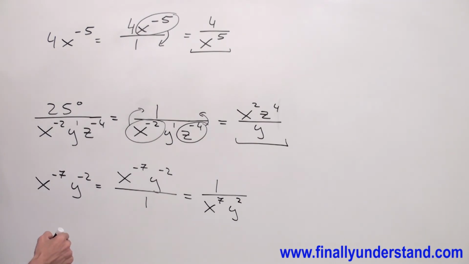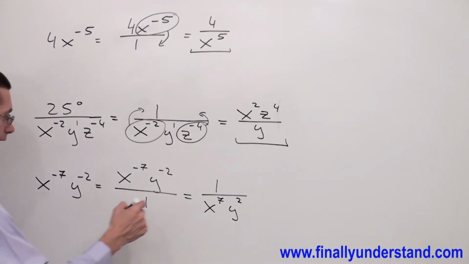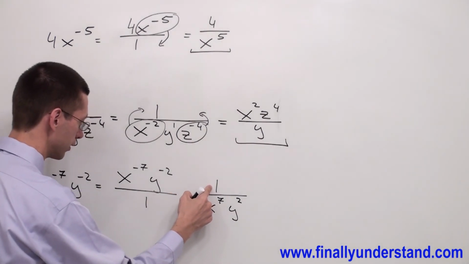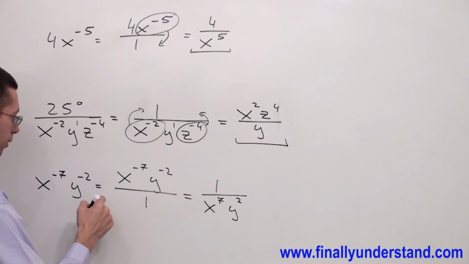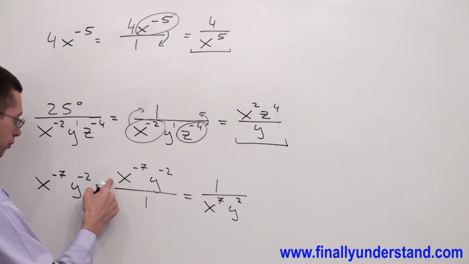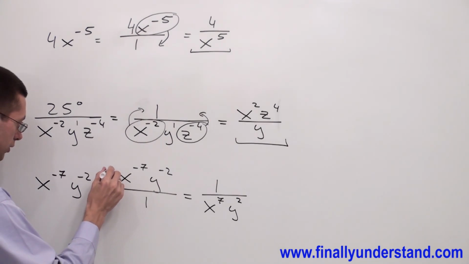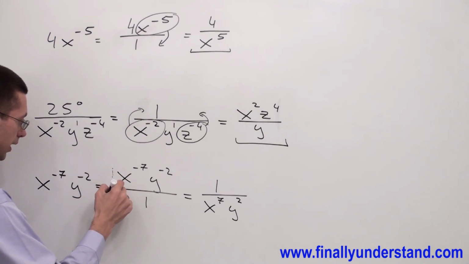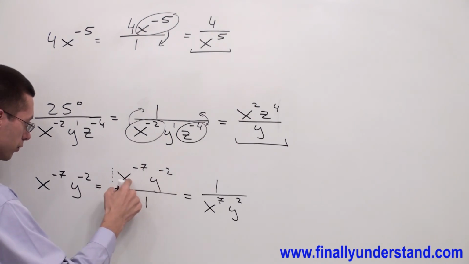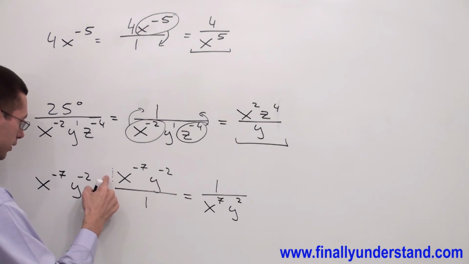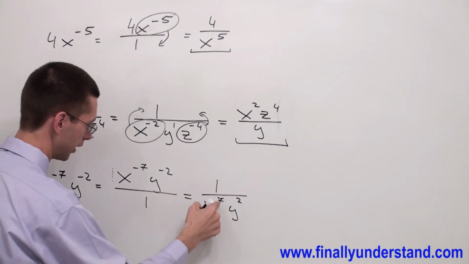Someone is going to ask from where I got this 1. Okay, you have to remember that anytime we do not have any integer multiplied to the variable or any other number, there is always invisible 1. Anytime you are going to move these two variables to the denominator, automatically this invisible 1 becomes visible. That's why this is the answer to my problem.